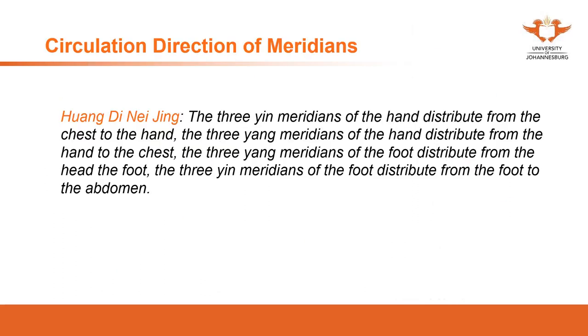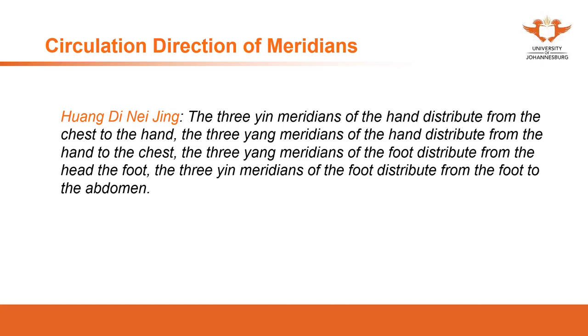Next, we're going to discuss the circulation of the meridians. So the qi and blood in these meridians move in a certain direction. They don't move just randomly. They actually move in a certain direction. This direction is related to the meridian, and also related to the times of the day. That's why we're going to introduce the circulation from the Huang Di Nei Jing.